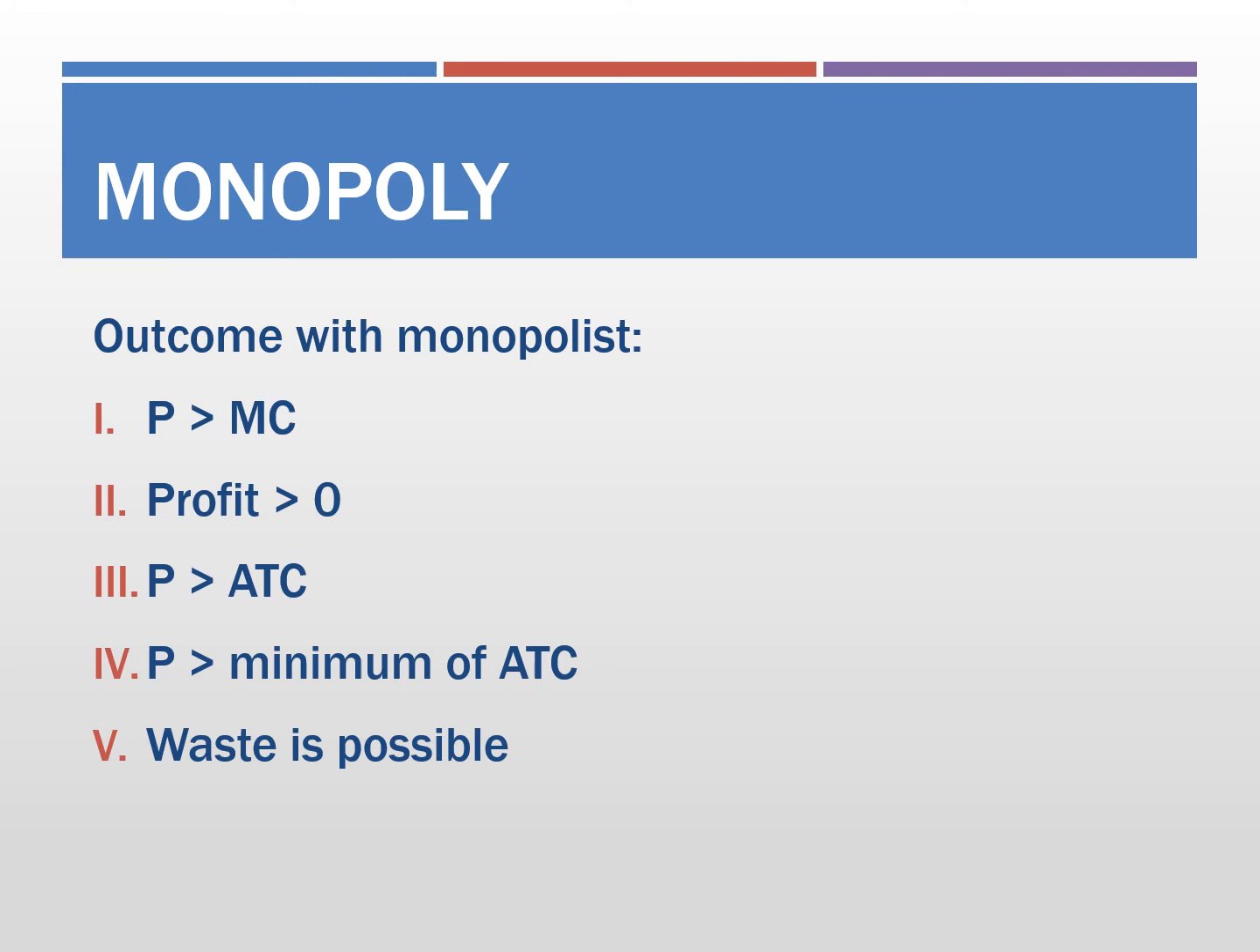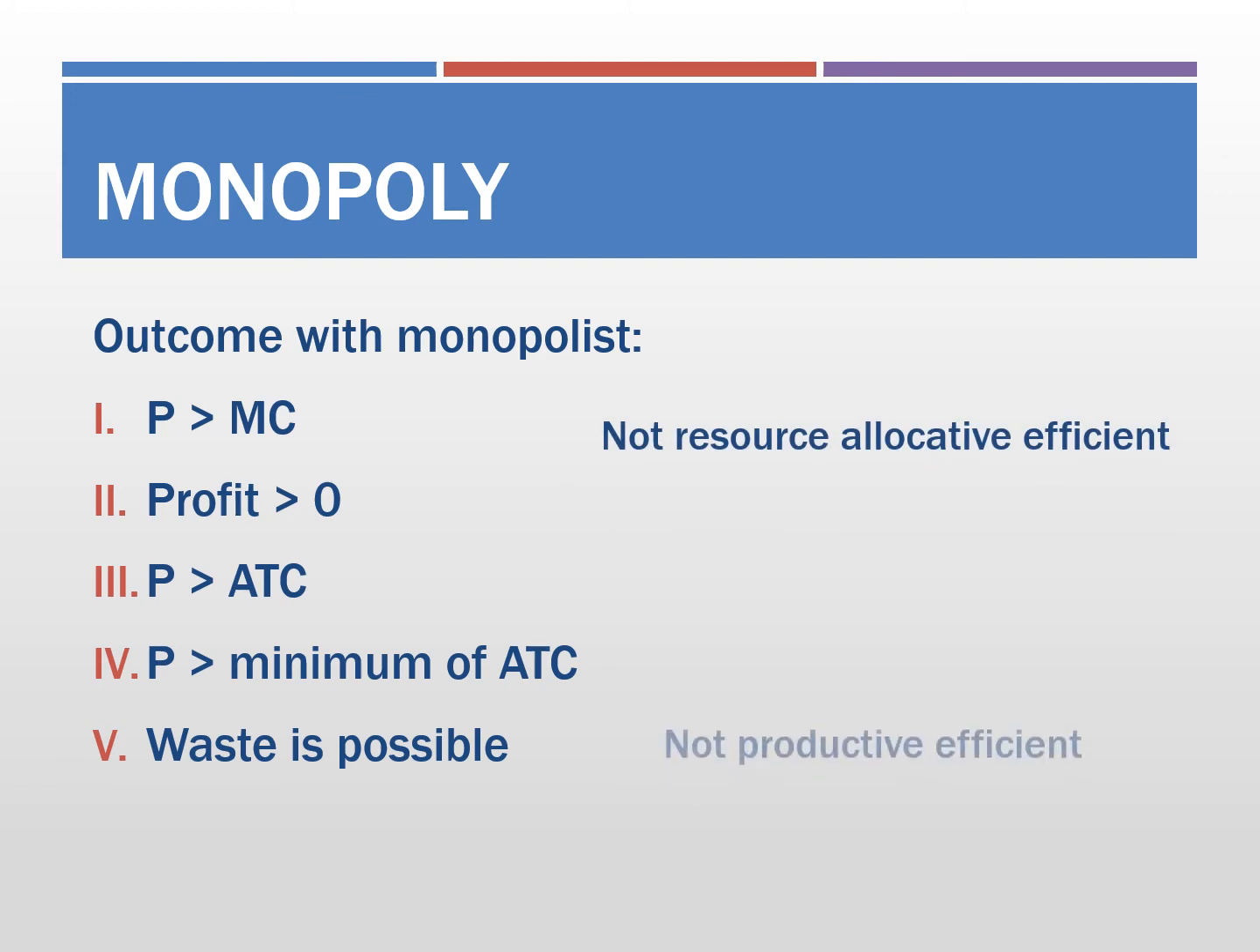And one sad thing about this situation is the firm will almost never be guaranteed to produce efficiently in the market. So that's why waste is possible. So in general, the firm will not be allocatively efficient, and also the firm will not be productively efficient.